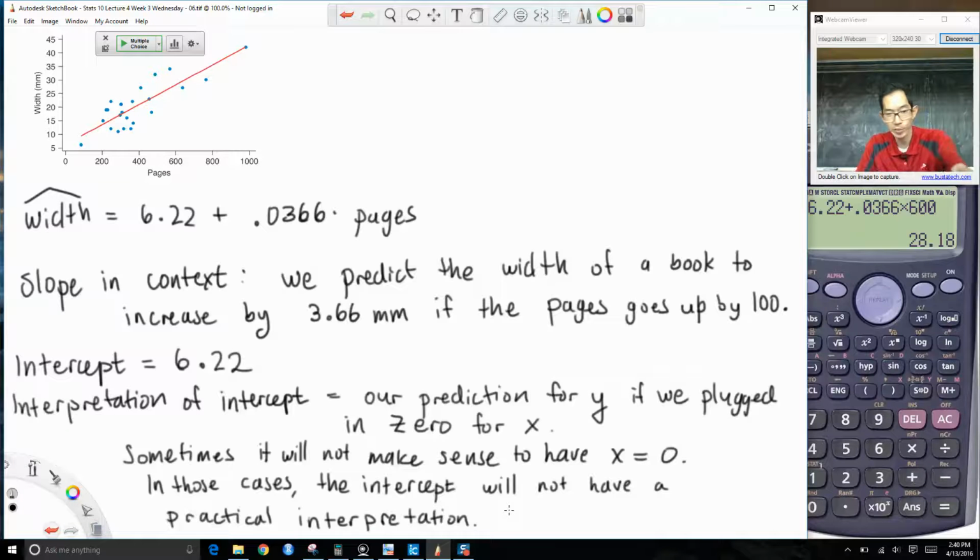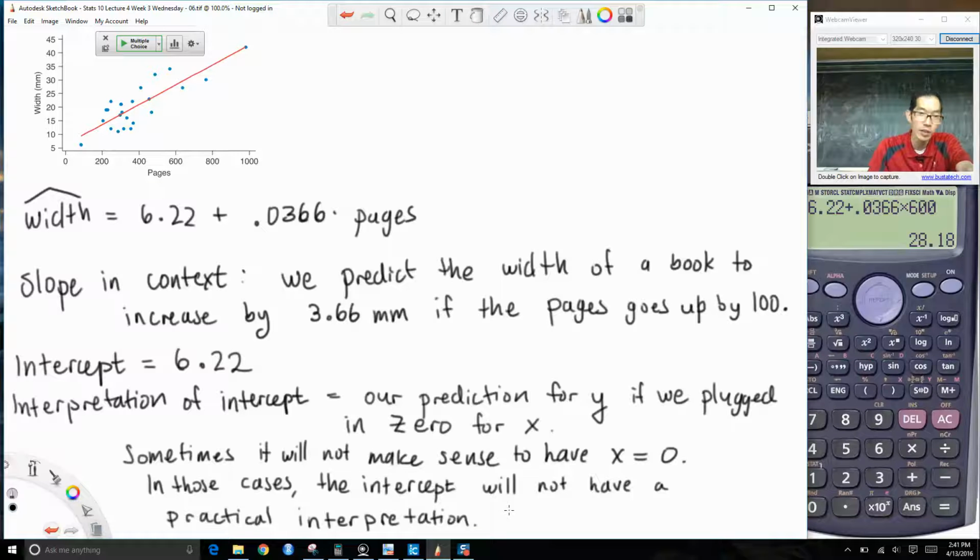Okay, so for example, we could try to predict someone's arm span based on their height, okay? And we can have some kind of equation or formula. And what we might find is that you get something here, okay? And maybe we can predict arm span based on height very well. But can you have a person with a height of 0? No. Okay, so we cannot plug in 0 for our x variable, which would be height. Okay, and because you cannot plug in 0 for x, the intercept will not have a practical interpretation.